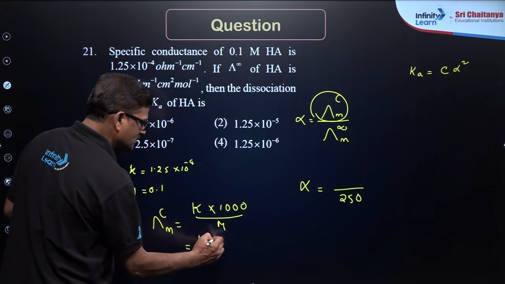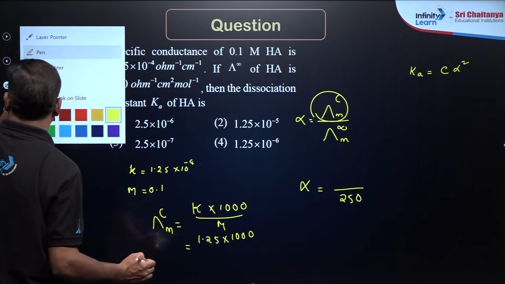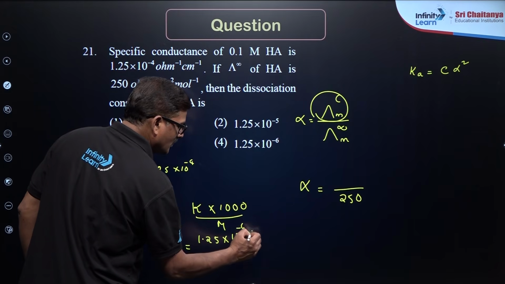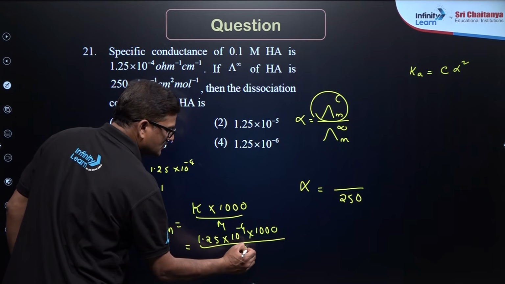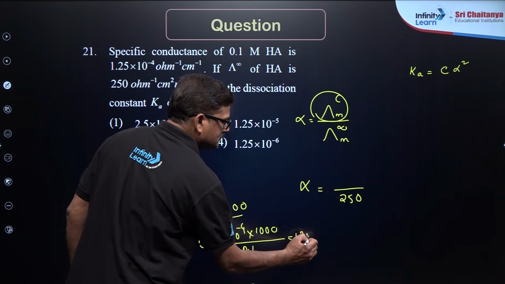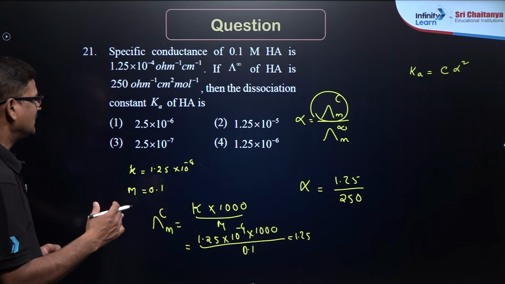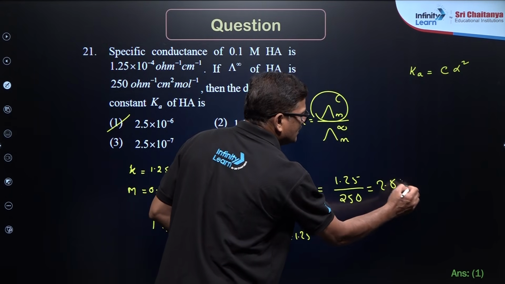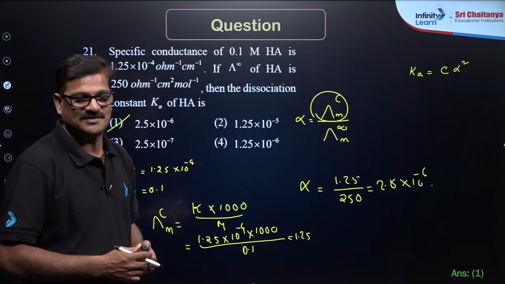So, it is given 1.25 into 1000 into 10 power minus 4 into 1000 upon 0.1, which means 10 power minus 1. On doing so, I will be getting 1.21. Put 1.25 here. When you put it here, you are going to get nearly 2.5 into 10 raised to negative 6. 2.5 into 10 raised to negative 6 is the answer. Option 1 is the correct answer for this simple question.